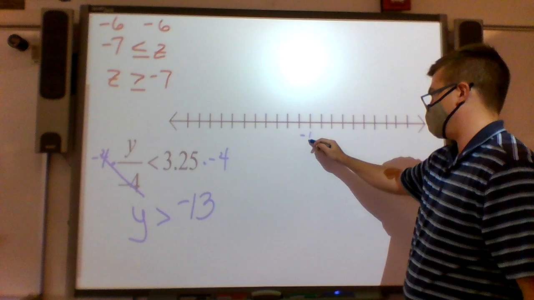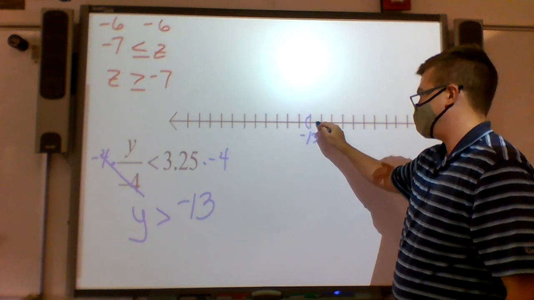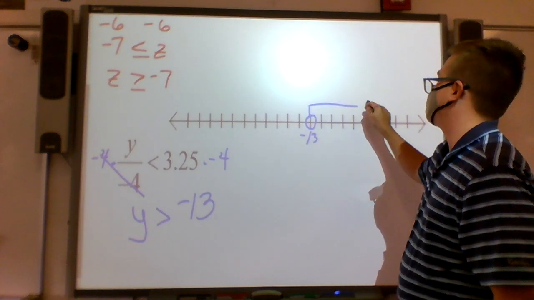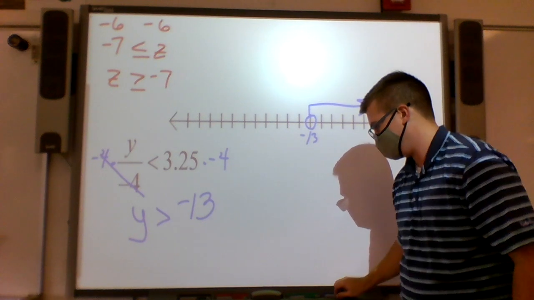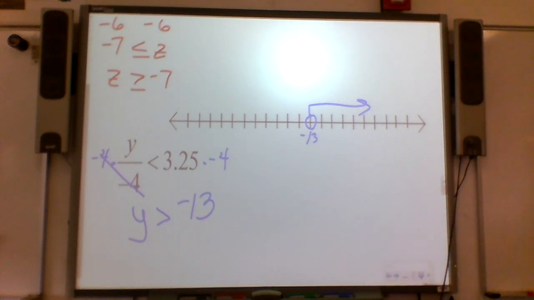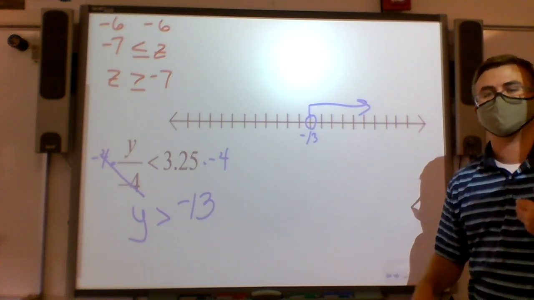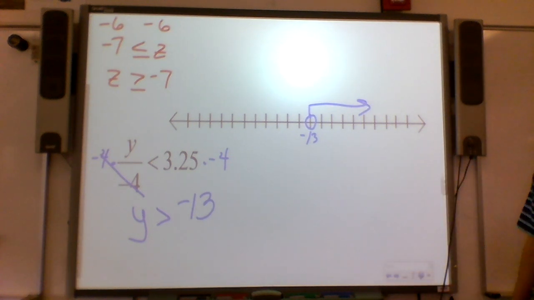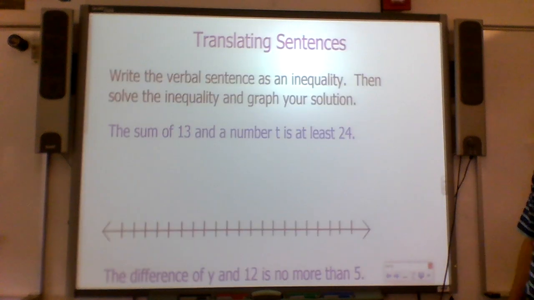So maybe I'll put negative 13 right here. Open circle, shaded to the right. So really, it's the same process as solving a normal equation. It's just that one catch, where if you multiply or divide both sides by a negative, you have to flip it, and then figuring out the graphing part. All right, so now what we're going to do is translate a sentence and then solve it.